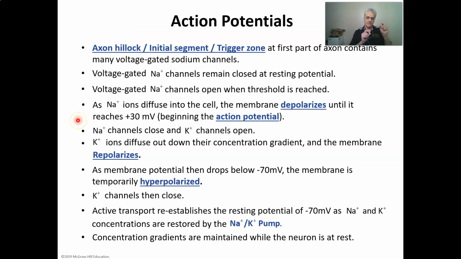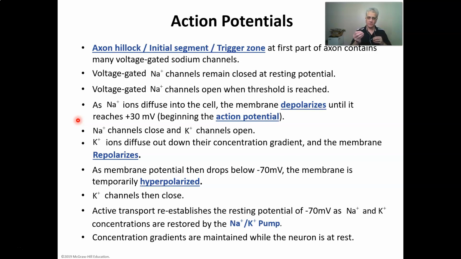Now you can get smaller electrical potentials, differentials, in all the dendrites and along the cell body. But those are called local potentials. An action potential is in an axon, and an action potential refers to the propagation of the electrical signal from that particular neuron to the next neuron. Anything short of an action potential is a local potential.